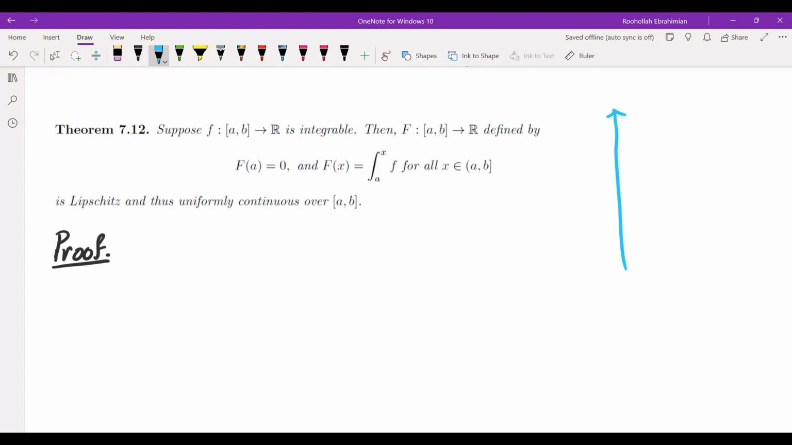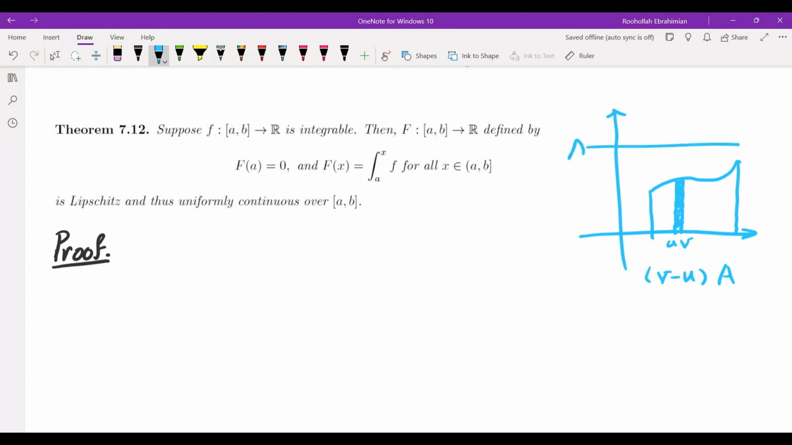If you look at what this tells us, if you look at the area underneath the graph of the function, if you change your x value, the value doesn't change by a whole lot. It changes by a maximum of, if you go from say u to v, v minus u times the height. Let's say A is a bound on the function. So this is the maximum change, which is why it is Lipschitz.